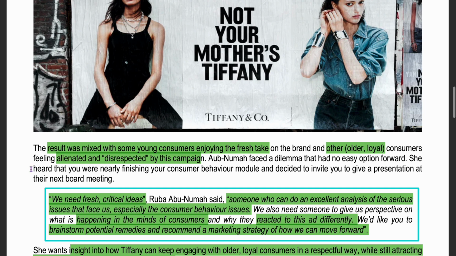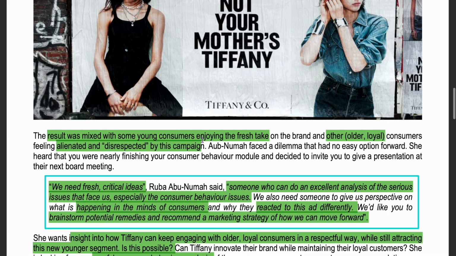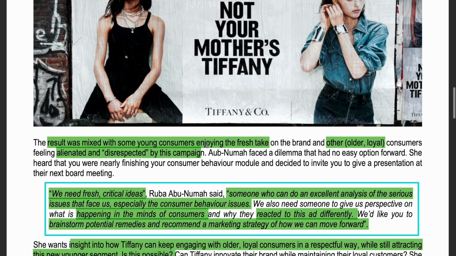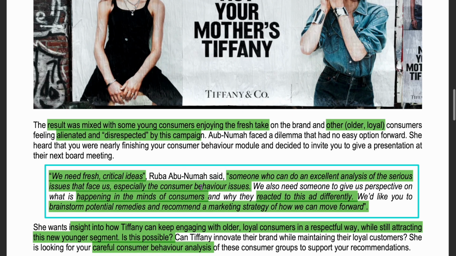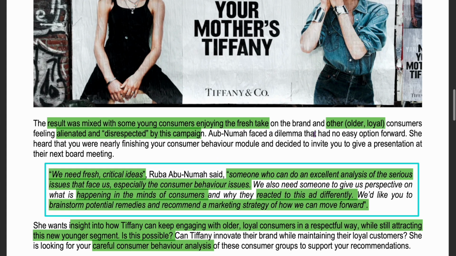So the result was very mixed. Some young consumers enjoyed the fresh take of the brand, but some other loyal consumers were feeling alienated and disrespected by the campaign. So they were like, okay, we have been using Tiffany and Co for so long. We really love the brand. We are very loyal to the brand. And now you're saying, oh, it's not your mother's Tiffany, like it's for young people now. So it was a very tough situation for the brand. So she faced a dilemma and had no easy option forward.